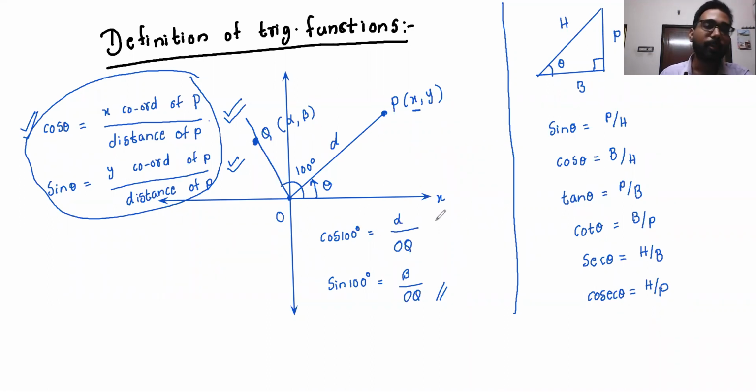Cos 100 is going to be negative because alpha is going to be a negative value, isn't it? This coordinate is going to be alpha, and this is going to be beta. Alpha is negative because it is on the negative x-axis. So cos 100 is going to be a negative value, whereas sine 100 is going to be a positive value. Clear? So this is the definition of cos theta and sine theta.